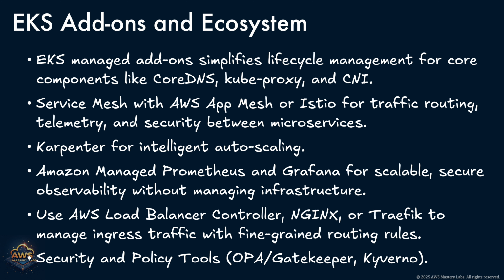For microservices communication, service meshes like AWS App Mesh or Istio provide advanced traffic management, observability, and security. These meshes integrate natively with EKS and give you control over service discovery, retries, circuit breaking, and mutual TLS encryption. Another key player in the ecosystem is Karpenter, AWS's open-source cluster autoscaler. Karpenter makes scaling smarter by dynamically provisioning the right types of EC2 instances based on pod requirements.